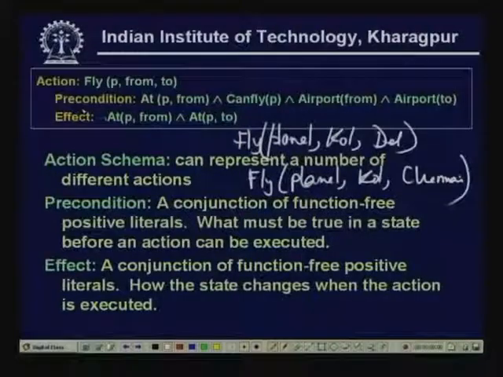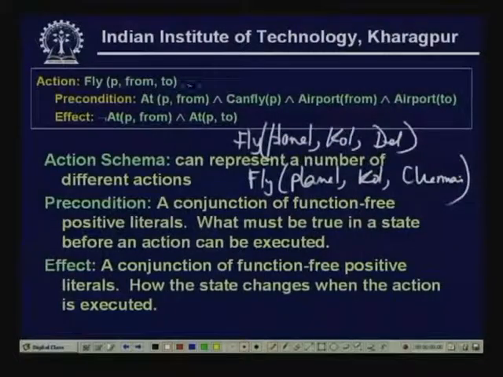The precondition of an action is a conjunction of function-free positive literals. They denote what must be true in a state so that the action can be executed in that state. This action fly(P, from, to) can only be executed if can-fly(P) is true, P is at from, from is an airport, to is an airport, then only. So, these are the conditions which have to be true so that the action can be executed. All actions cannot be executed at this state. For example, if P is not at from, I cannot execute the action fly(P, to, from) in the current state.